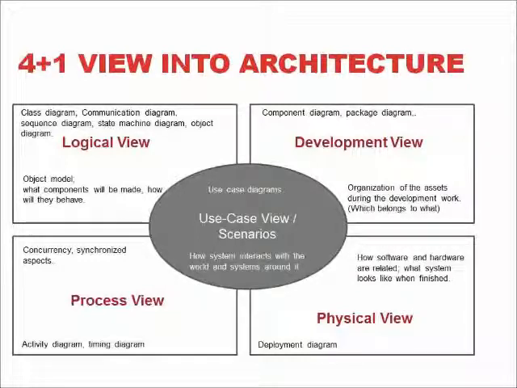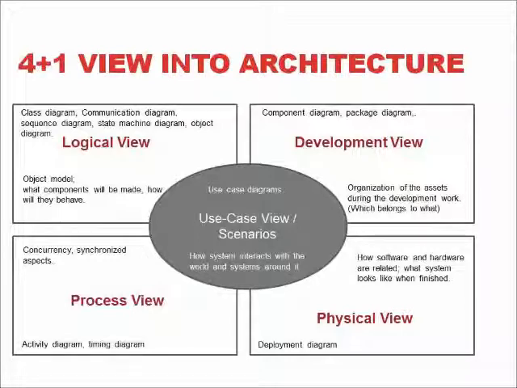Also the physical view, including the deployment diagram only, actually, tells us how the system and software and hardware are related, how the system will look like when it's installed and deployed into user, and the process view with activity diagram and timing diagram tells us more or less how the system works, how the concurrency and synchronous aspects happen in the software. Then finally, there's the +1 view into architecture.